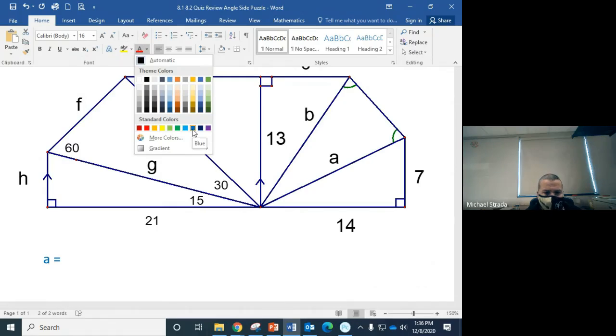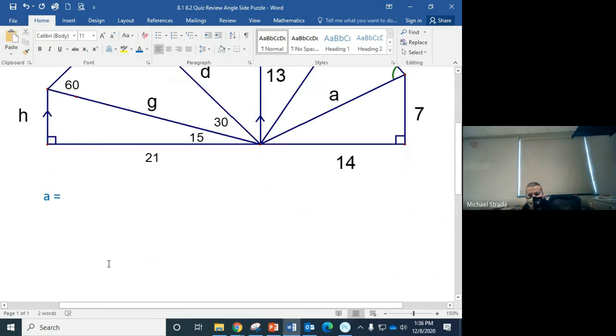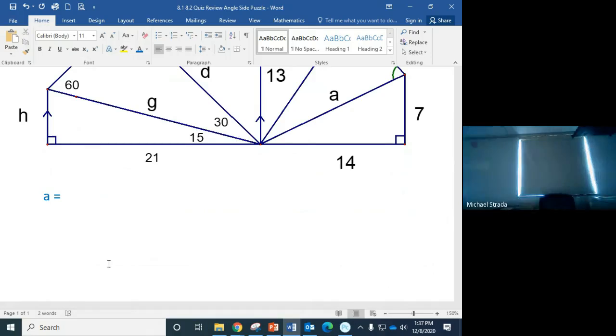What color are you feeling today? Blue. Blue? Light blue or darker blue? Dark blue. All right. All right. If you're feeling blue, I'm feeling for A.